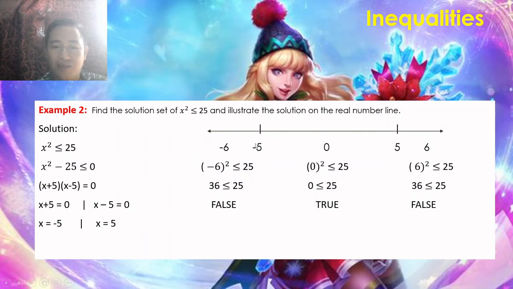Same process lang. Pagkahuman class, diri. So, nanapod tayo points. Kato negative 5 ug 5. And then, magbutang tag test points nga negative 6, 0, og 6. So, atong i-substitute class dito sa atong equation. Dapat less than or equal at ibutang no. Okay. So, class false. Gihapon diri ang 36. Kaya di siya less than or equal to 25. Si 0 is less than or equal to 25. True. Then, 36 is less than or equal to 25. False. Gihapon siya.